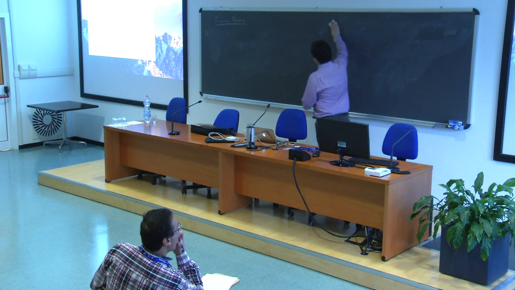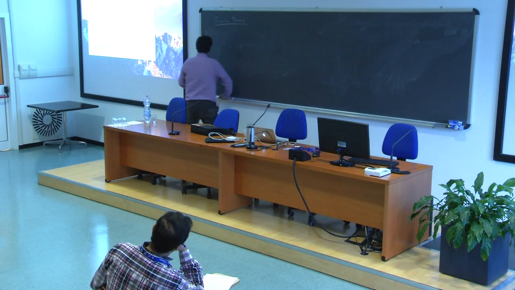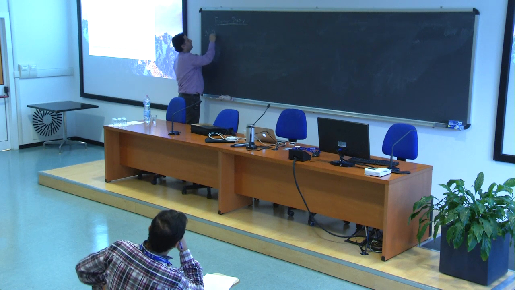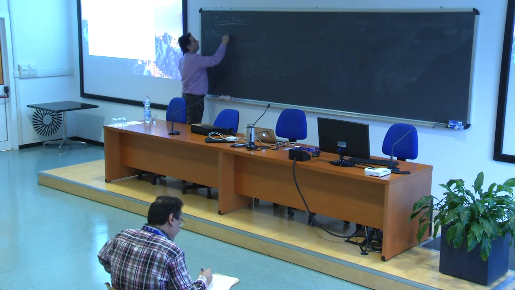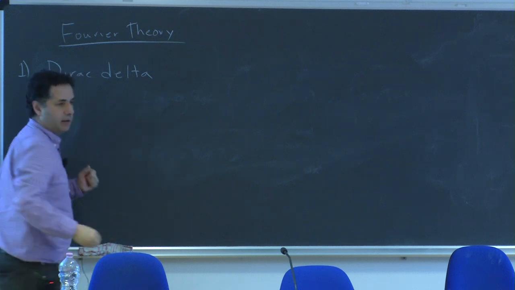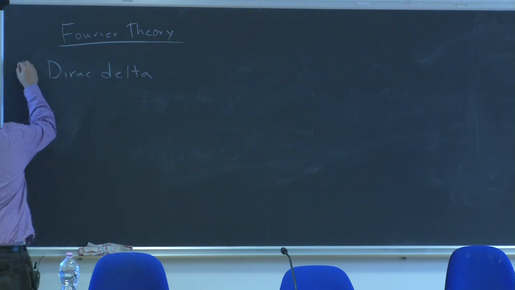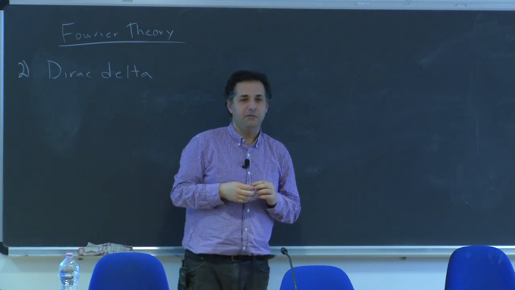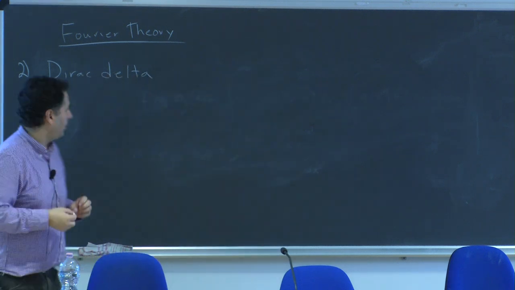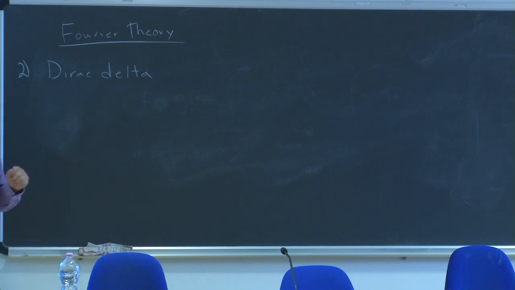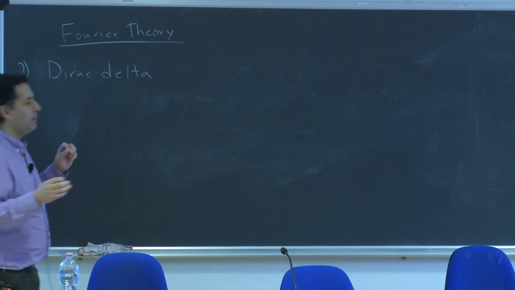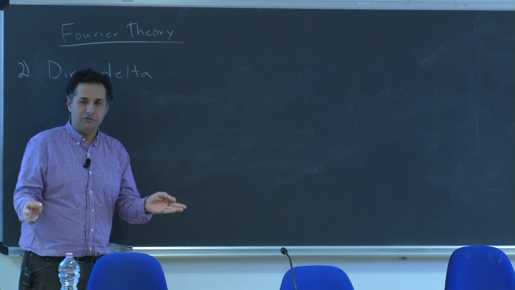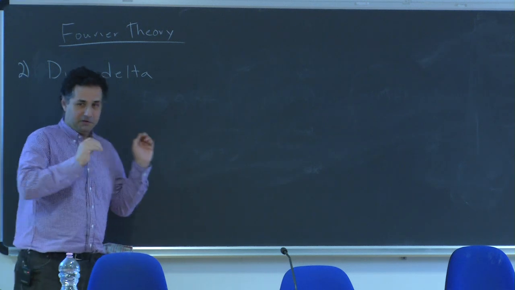The second one is this thing called the Dirac delta. How many of you have heard of Dirac delta? Okay, very good. So Dirac delta, sometimes we call it a delta function, and that's a bit of a misnomer, but a mathematician would tell you this is not a function, this is a distribution, it's very different.